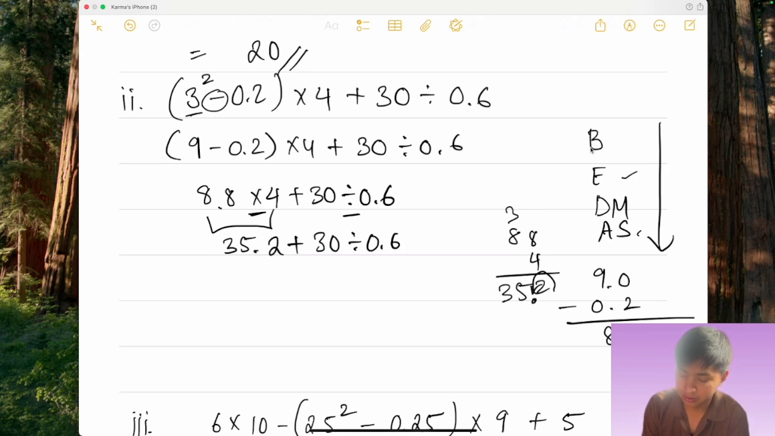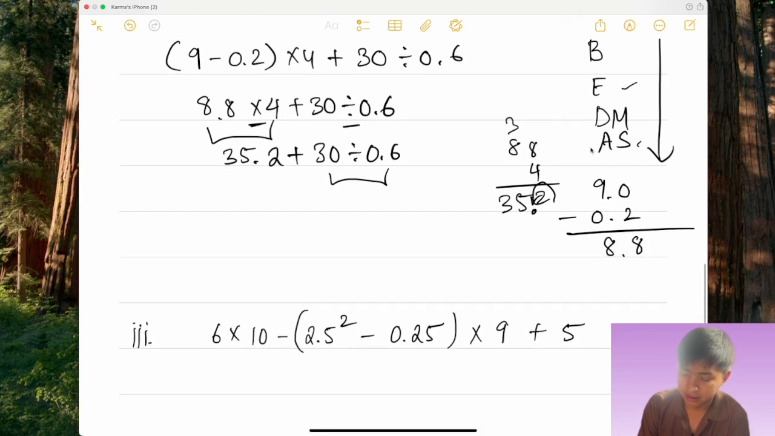Now the next thing would be, of course, division. Solve it on the side, but for division you have to change both the divisor and dividend into whole numbers. In this case the divisor is 0.6, and if you want to make it 6, you have to multiply by 10. If you are multiplying the divisor by 10, you also have to multiply the dividend by 10, so 300.